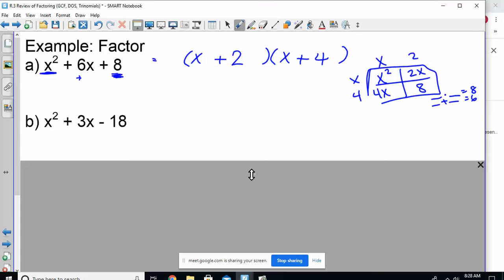Okay, so it's a 1x squared. That means I can go straight to my parentheses. We put an x in each. Then I need two numbers that multiply to give you the constant and add to give you the middle term. So multiply to a negative 18 and add to a positive 3. Positive 6 and negative 3. And if you flip those, put them in the other parentheses, that's fine.